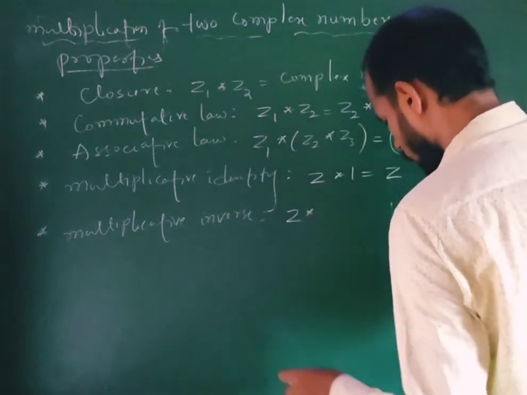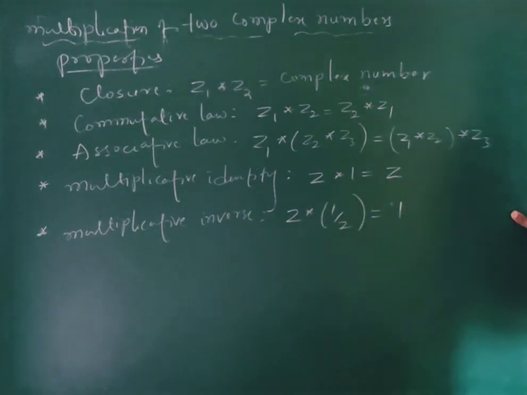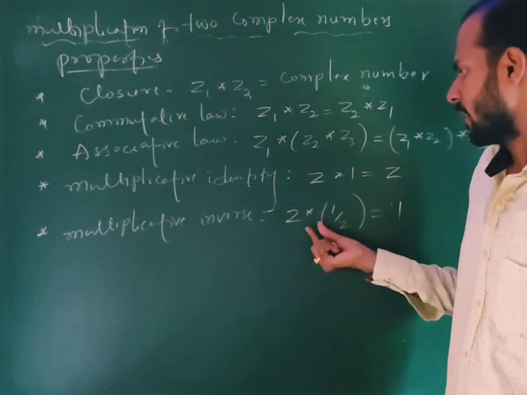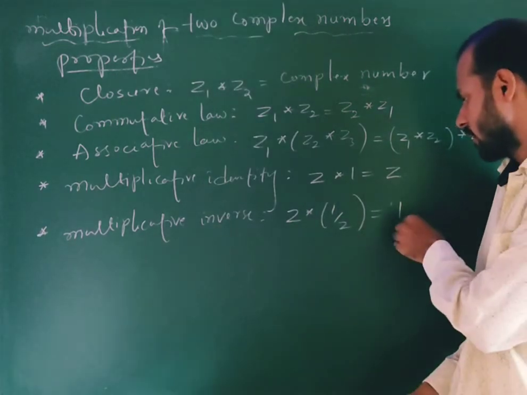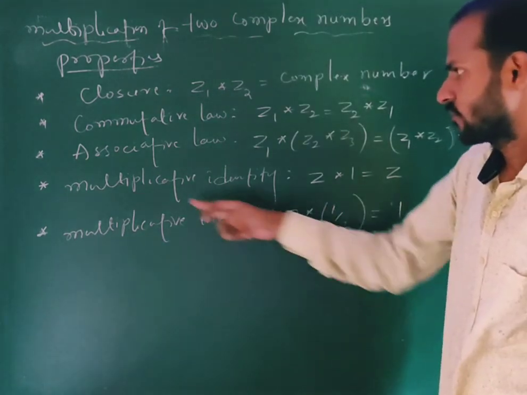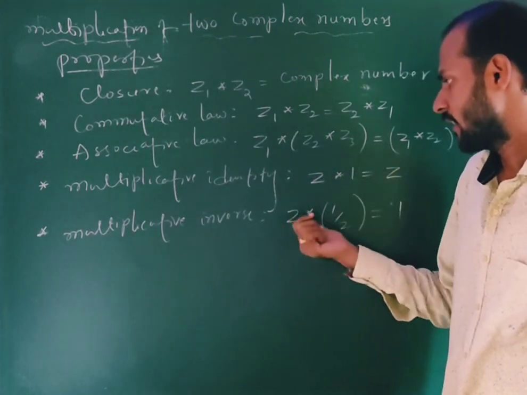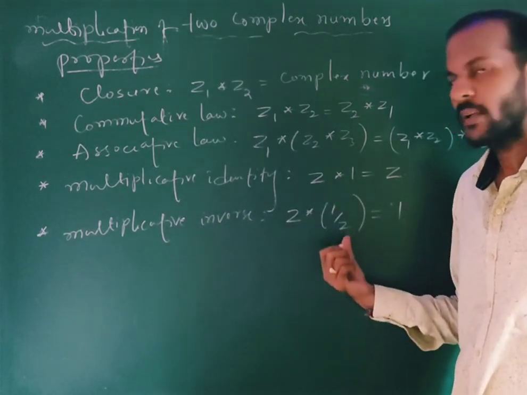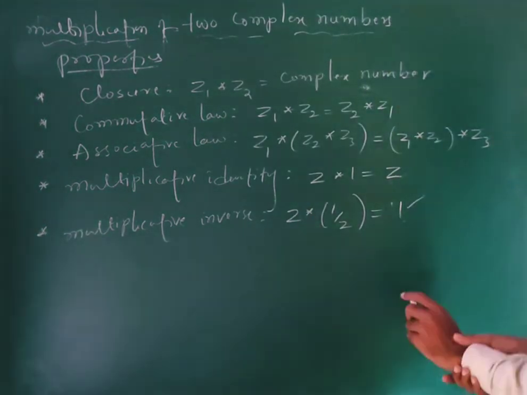Z into 1 by Z. Again what do we get here? 1. Multiplicative inverse: if we multiply a complex number with 1 by Z, then we get 1. Whereas in the multiplicative identity, Z into 1 is Z. But here, Z into 1 by Z, if you multiply a complex number with its multiplicative inverse 1 by Z, then we get the value 1. Right? Next, distributive law.